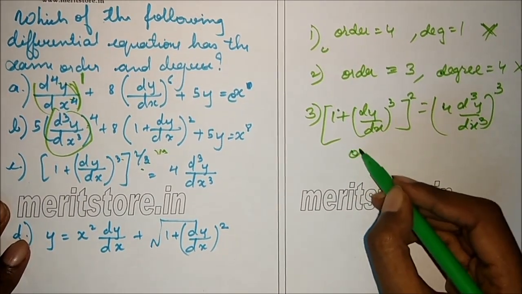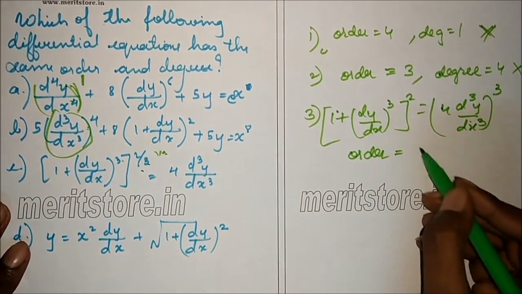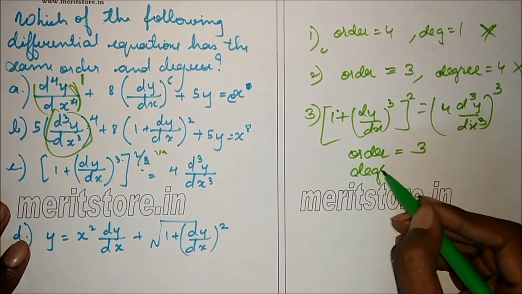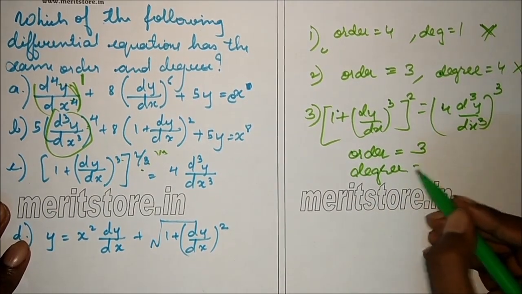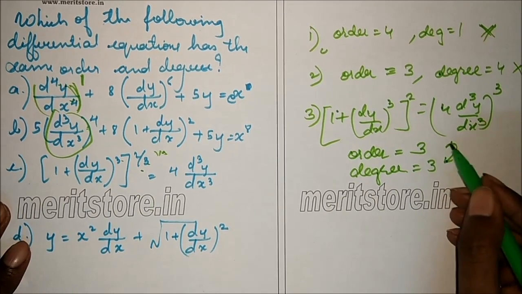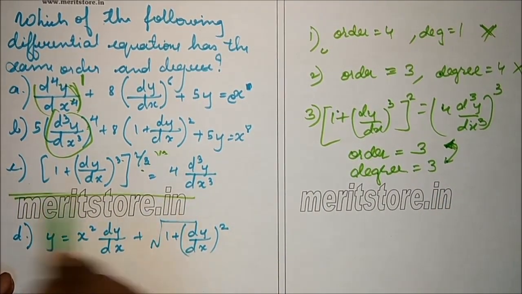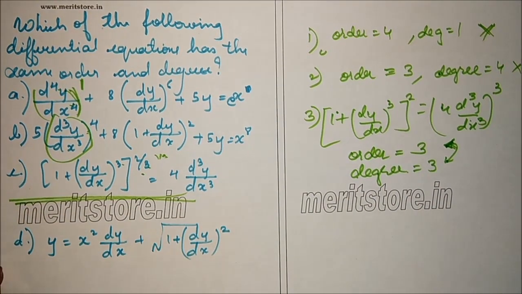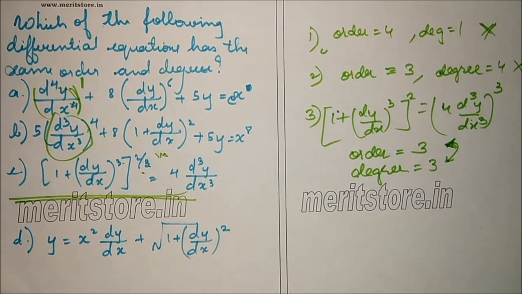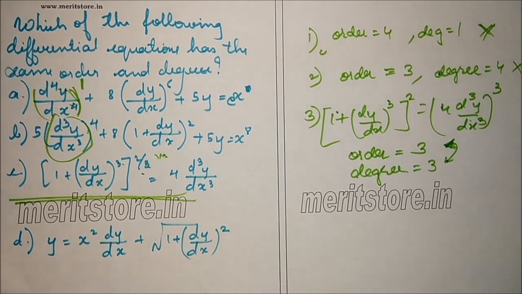Now here we can see the highest order of derivative is 3, and the degree, which is the power of this derivative, is also 3. So here both the degree and the order are the same. So the answer is C, (1 plus dy by dx cube) raised to 2 by 3 equals 4 d3y by dx cube.